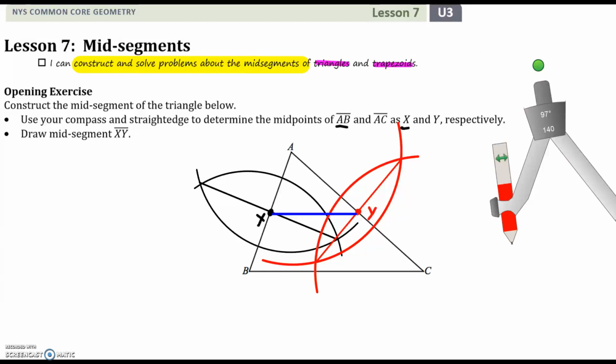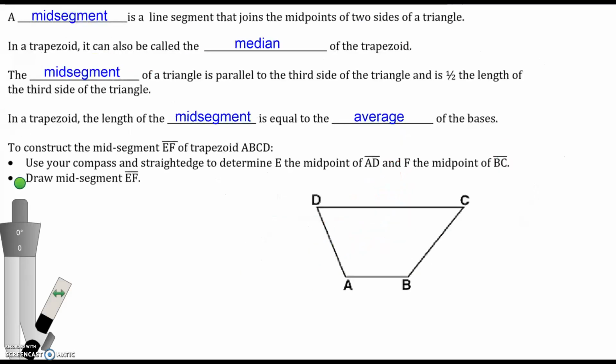So a midsegment connects midpoints of two sides of a triangle. In a trapezoid, we're going to have that happen as well, and often they'll call that a median or a midsegment. It's the same thing. But in a triangle, the midsegment will always be parallel to the third side and half its length. And in the trapezoid, it's equal to the average of the bases.